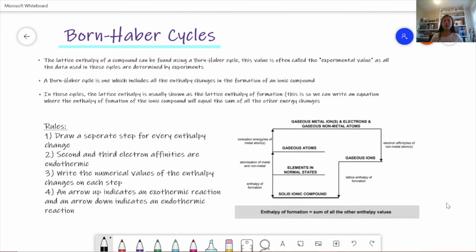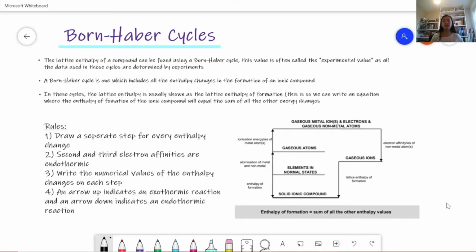Now we're going to learn about Born-Haber cycles. So the lattice enthalpy of a compound can be found using a Born-Haber cycle. And this value is often called the experimental value, as all the data used in these cycles are determined by experiments. So if you can remember, the lattice enthalpy of a compound is the enthalpy change when 1 mole of that solid ionic compound is either formed or dissociated into its gaseous constituent ions.